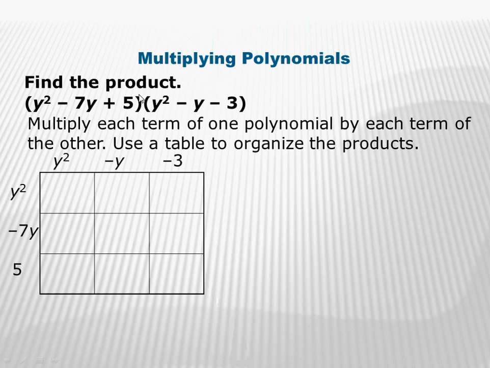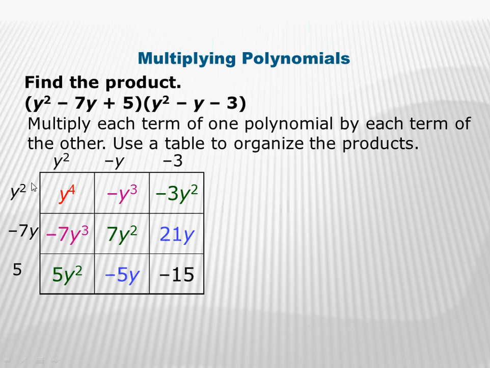So this first polynomial, y squared, goes here. Then the negative 7y goes in my next box, and the 5 goes on the last one. Then going across the top, I'm going to put my second trinomial. So I have y squared over the first box, negative y over the second box, and then the constant negative 3 over the last box. When I multiply these together, I'll do y squared times y squared would go here. If I wanted to get the answer here, I would do the negative 3 times the negative 7y. So when I multiply each of these, I'll fill in my box.